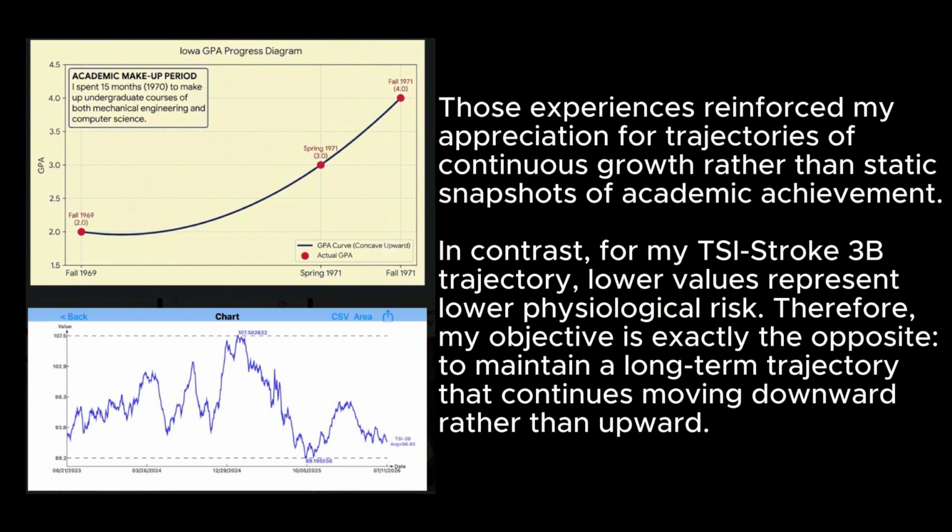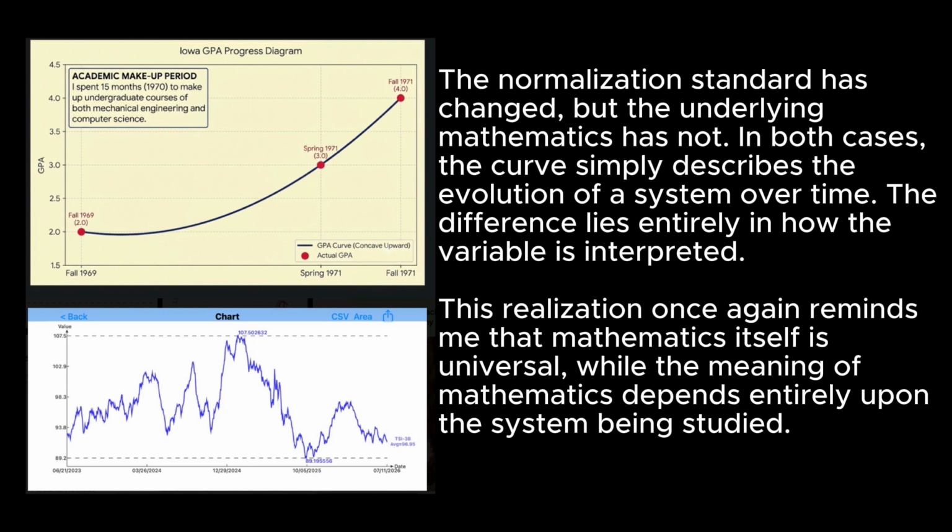In contrast, for my TSI-Stroke3B trajectory, lower values represent lower physiological risk. Therefore, my objective is exactly the opposite: to maintain a long-term trajectory that continues moving downward rather than upward. The normalization standard has changed, but the underlying mathematics has not. In both cases, the curve simply describes the evolution of a system over time. The difference lies entirely in how the variable is interpreted.